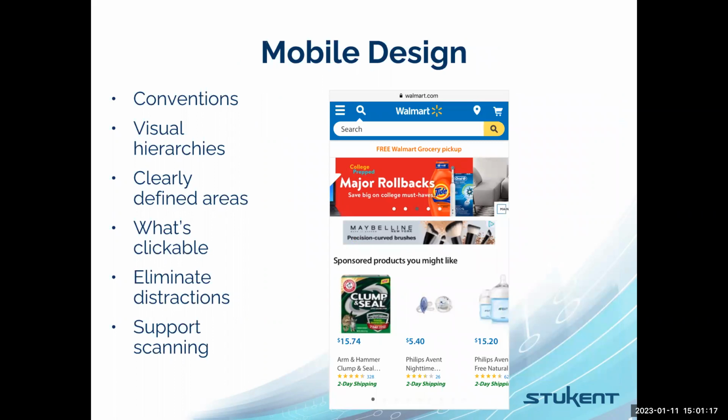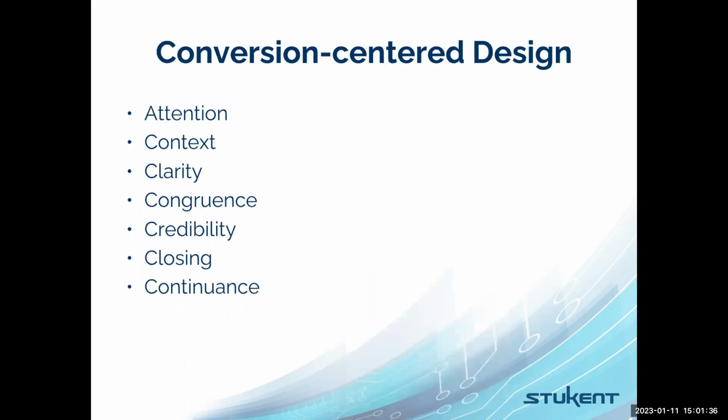Now, I do want to jump forward to the mobile piece here. This is just how the Walmart site looks on a phone. You see it still follows some of those same visual hierarchies here. And it's also obvious what's clickable and what's not.